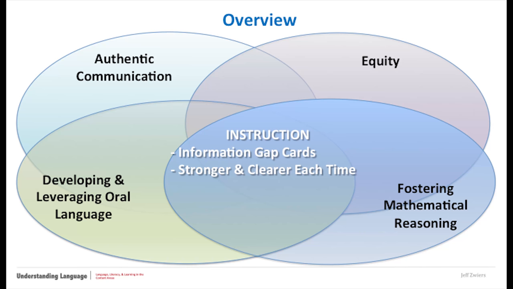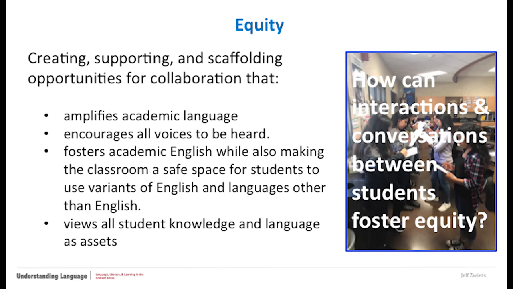And then in the middle, like I said, is how do we get our instruction in the middle here, in the intersection of all these four things? And the two activities we're gonna do today are strong information gap cards and stronger and clearer each time activity. And they're doable in here. We do have quite a few people, but they are doable. And they're fun. Are you guys ready? Yeah. Okay, because it's too late to change it.